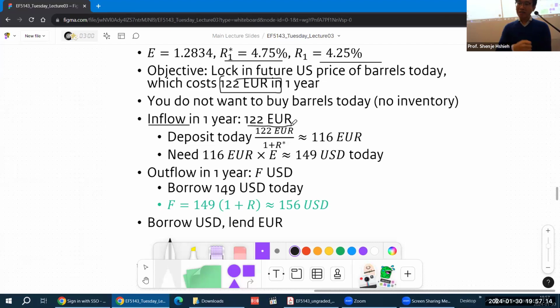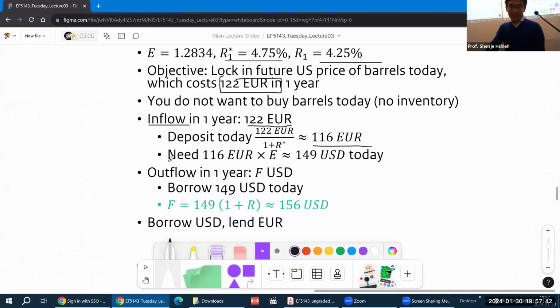And so if I could take advantage of bank deposits, I can figure out how much I need today so that I have enough 1 year from now. So take 122 euros and divide it by 1 plus R star interest rate. That should give you the amount I actually need today to deposit so that I have enough in the future, right? So if you calculate 1.22 divided by 1 plus R star, you should get 116 euros.